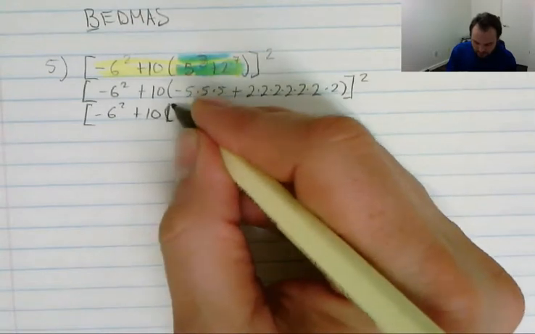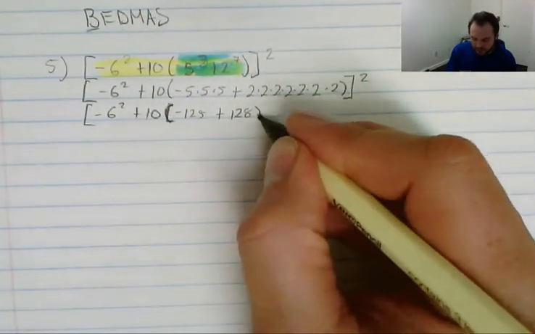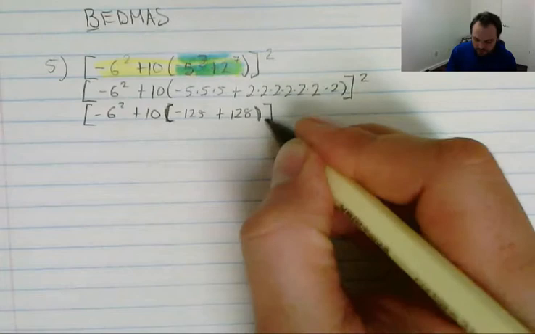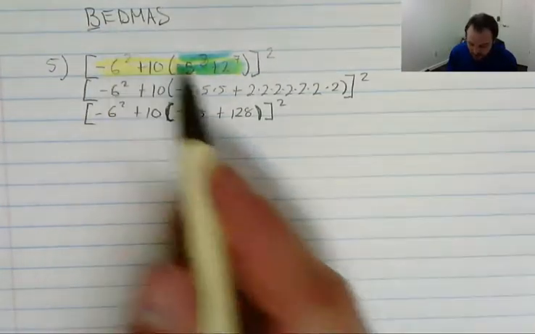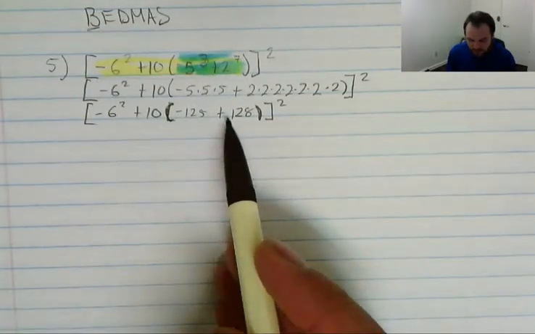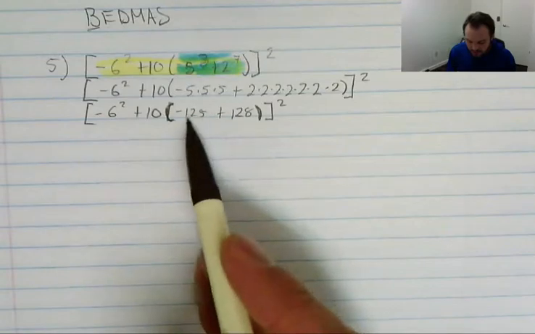Oh, put these brackets here, not parentheses. And then we have to square this. So now we're done all my exponents. Now we can move on to our next operation. Is there any multiplication or division? Nope. Is there any addition or subtraction?